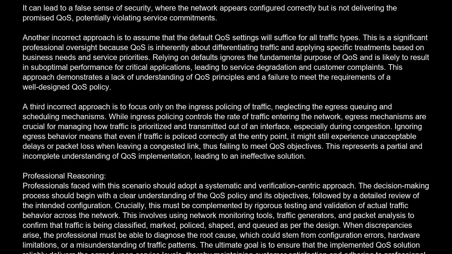When discrepancies arise, the professional must be able to diagnose the root cause, which could stem from configuration errors, hardware limitations, or a misunderstanding of traffic patterns. The ultimate goal is to ensure that the implemented CoS solution reliably delivers the agreed-upon service levels, thereby maintaining customer satisfaction and adhering to professional and contractual obligations.